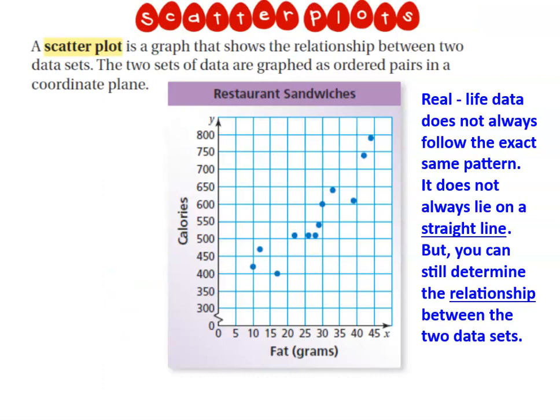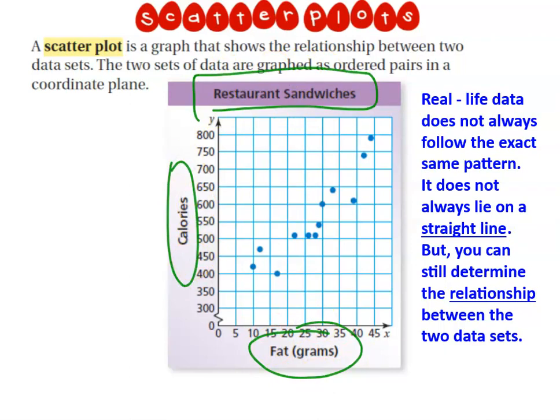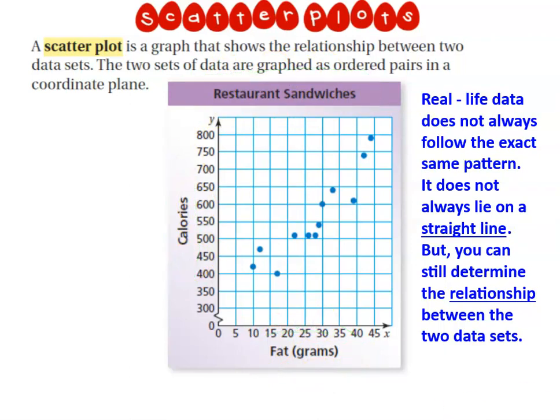All right, let's take a look at another real-life graph. Again, scatter plots don't fall on a perfectly straight line, but they do generally have a pattern which will help you to determine some type of relationship between the two sets of data. So this one has a set of data of fat grams in a restaurant sandwich and the amount of calories. So let's see if we can't make some sense about this graph.